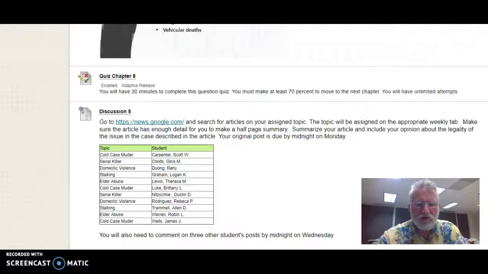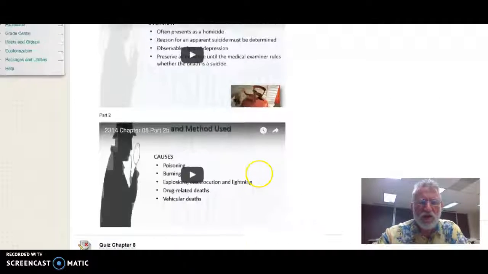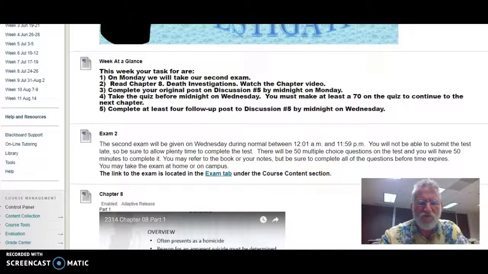Had some interesting articles last time. Should have some interesting articles this time. And again, I would much prefer Texas articles. I know 1 or 2 were not able to find Texas articles last time, but look for something in Texas first and then move on. Okay, and the next thing we have is for Wednesday night, we're going to be looking at Chapter 8 on death investigation. So watch the video, read the chapter in the book, and then take the all-important quiz and complete that before midnight on Wednesday.